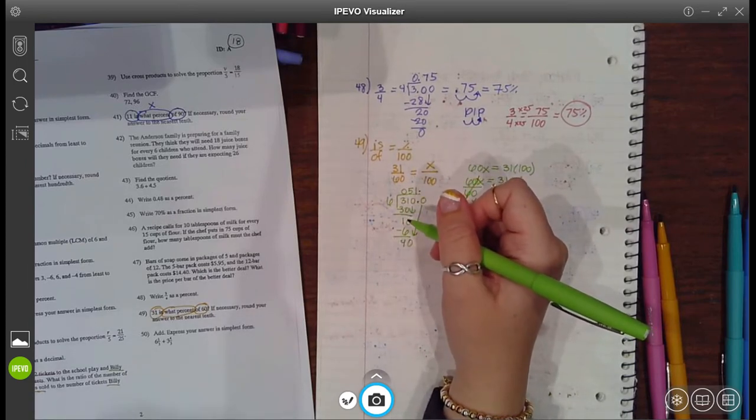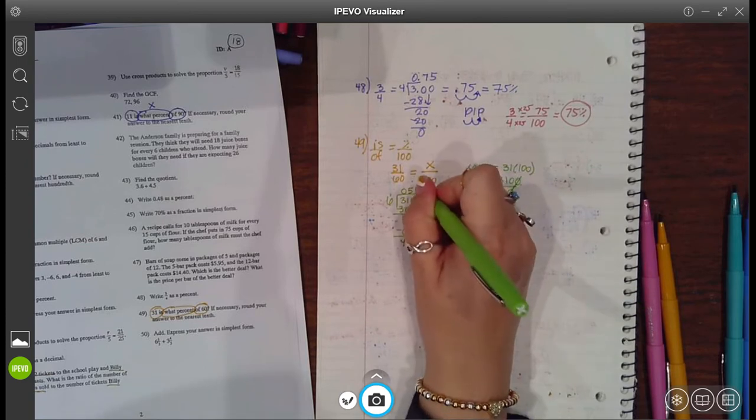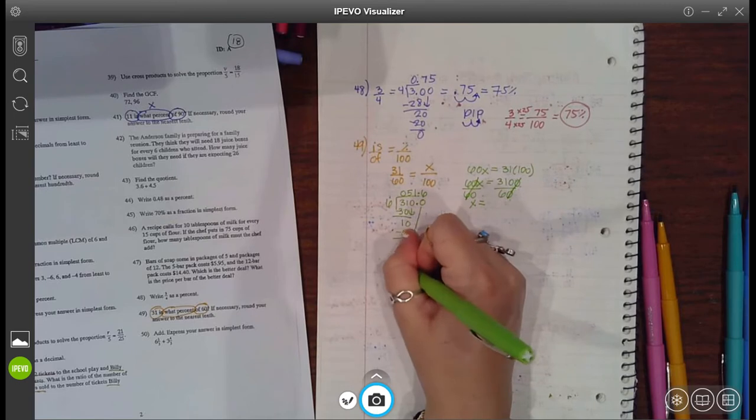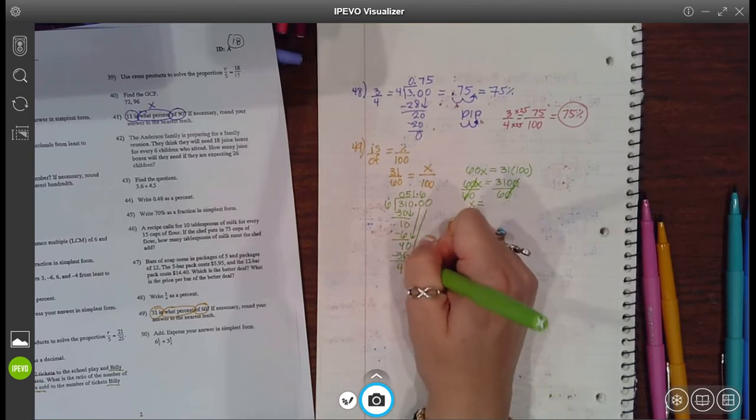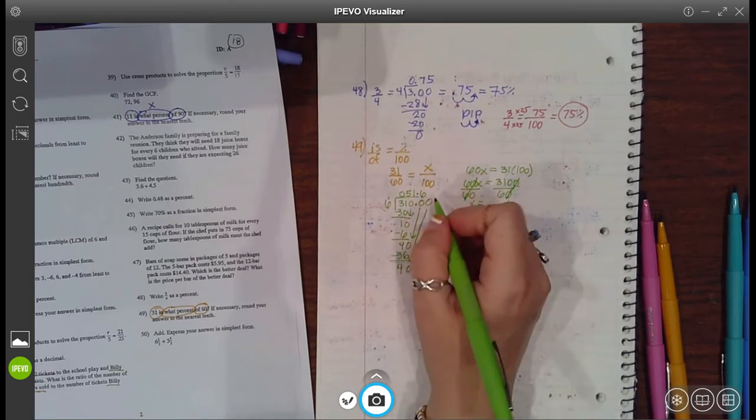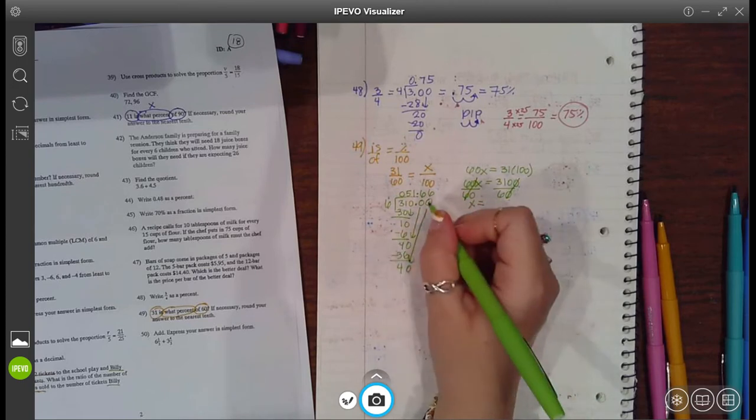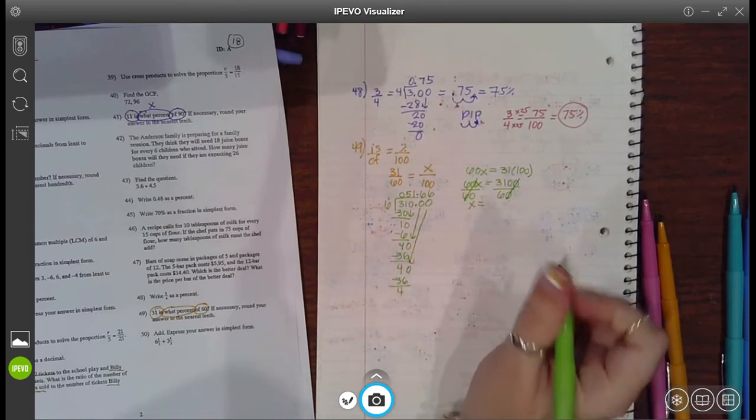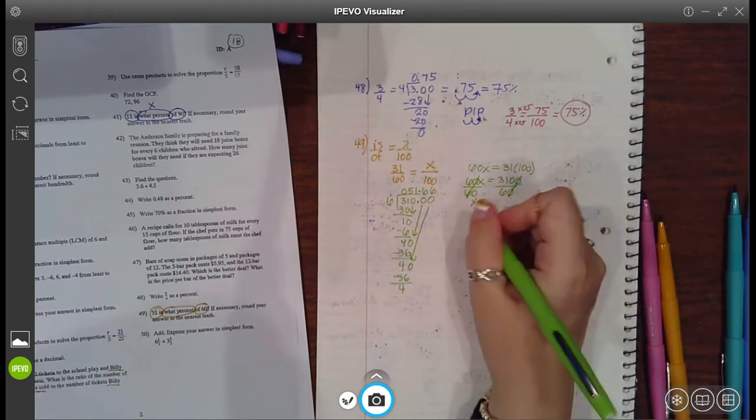6 goes into 40 how many times? 6 times. 6 times 6 is 36. You're going to subtract that. You get 4. Bring down another 0. 6 goes into 40 6 times because that's 36 again. And I think you're starting to see a pattern, right? This is going to keep happening.